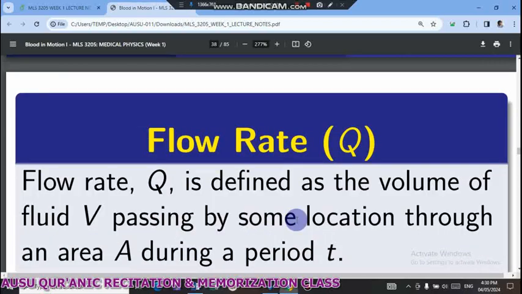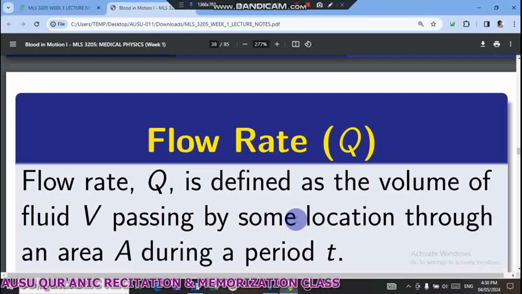Okay, now let us go to the next segment of the program, which is flow rate. What do we mean by flow rate? We said in the learning objectives that we are going to derive the continuity equation, and then we will use the continuity equation to calculate flow rate. Now the question is, what is this flow rate? We have to understand flow rate before we even begin calculating it using the continuity equation.